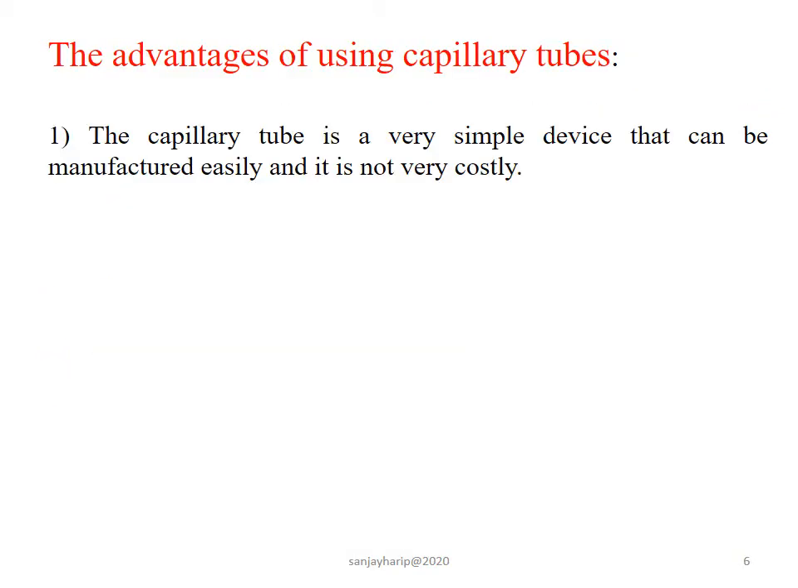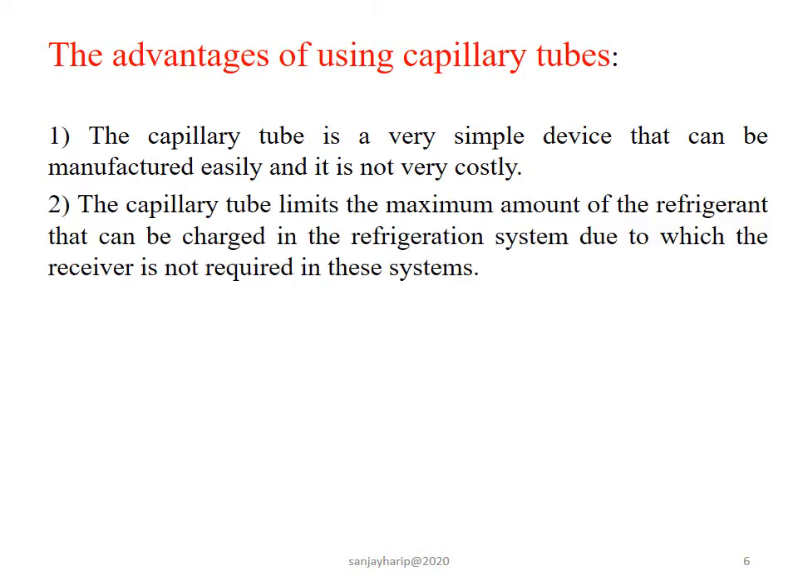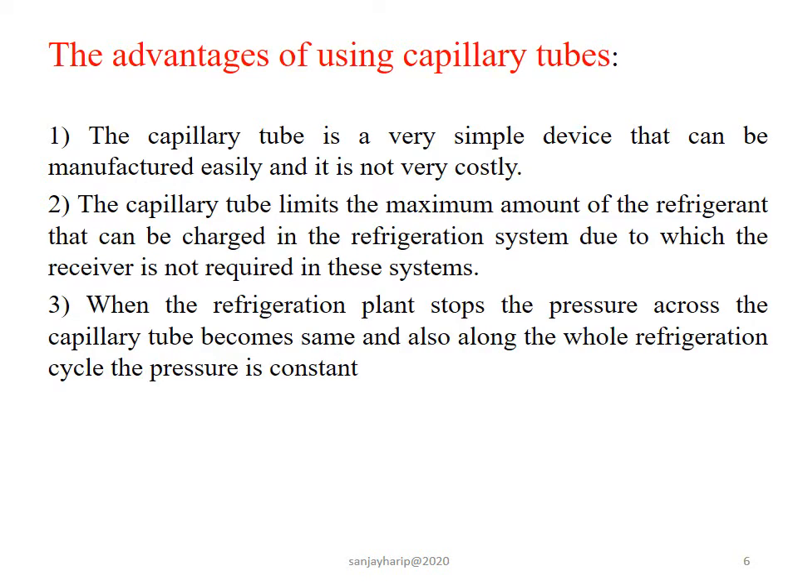Advantages of capillary tubes. Capillary tube is a very simple device that can be manufactured easily and it is not very costly. The capillary tube limits the maximum amount of refrigerant that can be charged in the refrigeration system. Hence, this device does not require a receiver. When the refrigeration plant stops, the pressure across the capillary tube becomes the same. Hence, the refrigerant cycle and the pressure in the system remain constant.